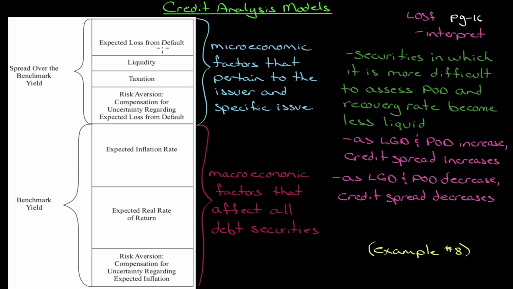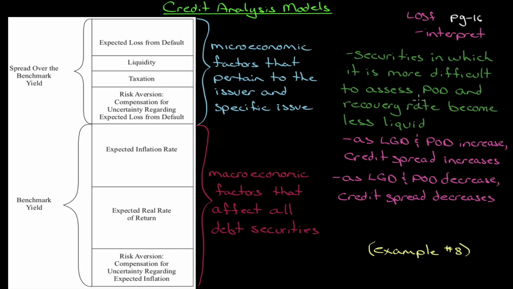Expected loss from default. Well, that could be different, and it will be different for every issue and every issuer. The liquidity of the bond, taxation issues, and we have a risk aversion component. This is compensation for uncertainty regarding the expected loss from default, uncertainty regarding the time and whether or not our assumptions are right. Will we get 40 cents back on the dollar? Will we get 50? Will we get 20? These are microeconomic factors that pertain to the issuer and the specific issue. A few other little points to make here.